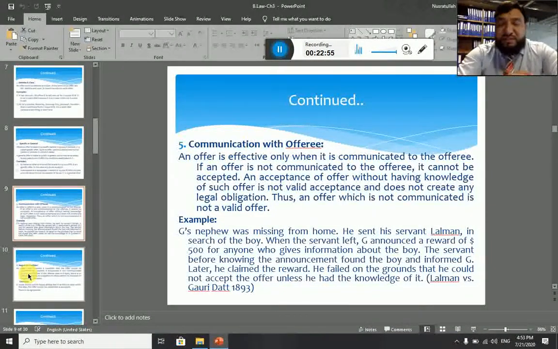For example, there is a good example regarding communication with the offeree. Let's see the example, then I'll also have another example for you. There is someone by the name of G.